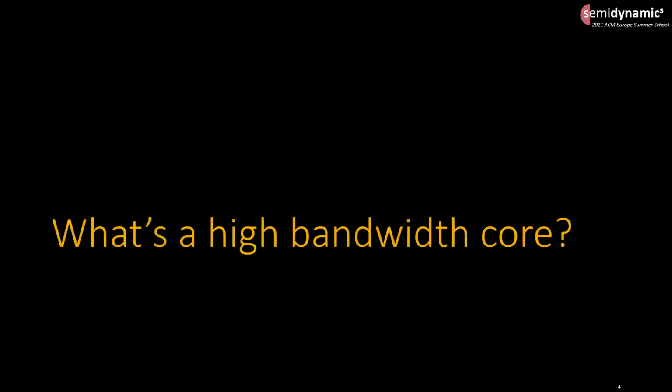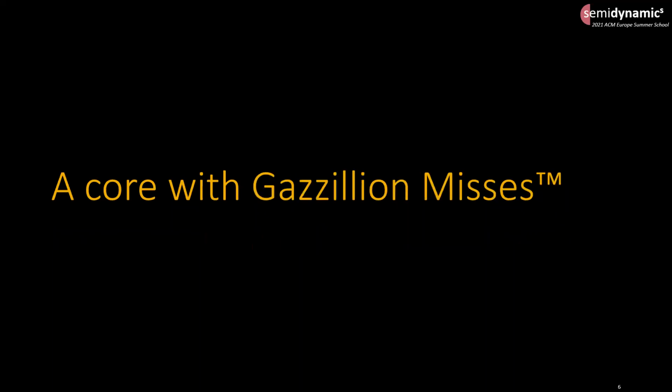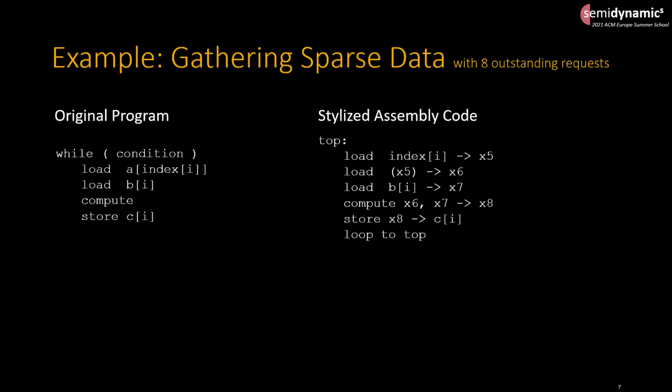So why do we call them high bandwidth cores? What do we mean when we say a high bandwidth core? What does that exactly mean? And really, we mean a core with lots of outstanding memory requests. That's what we mean by that, right? So we've used this commercial term. We call it a core with gazillion misses, so we can trademark the name. And let me go through that in a little bit of detail.